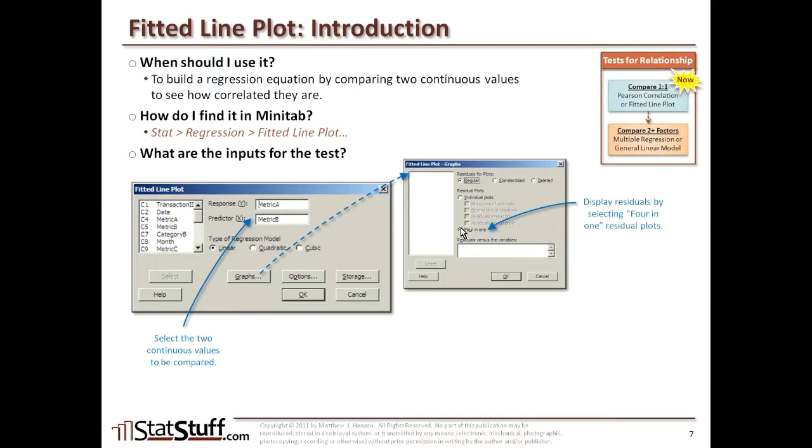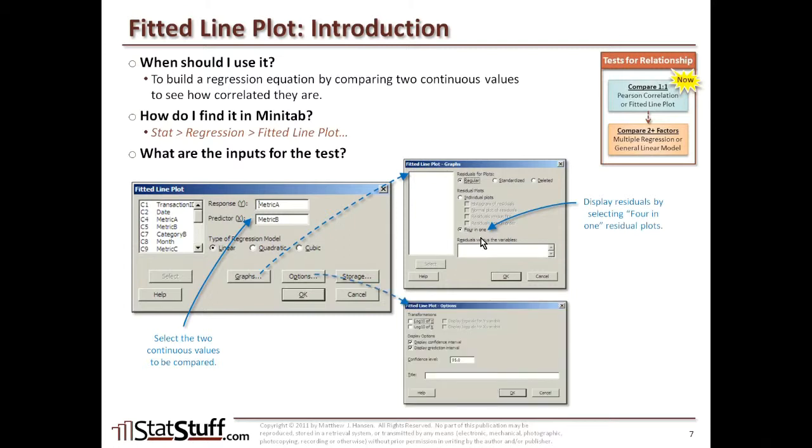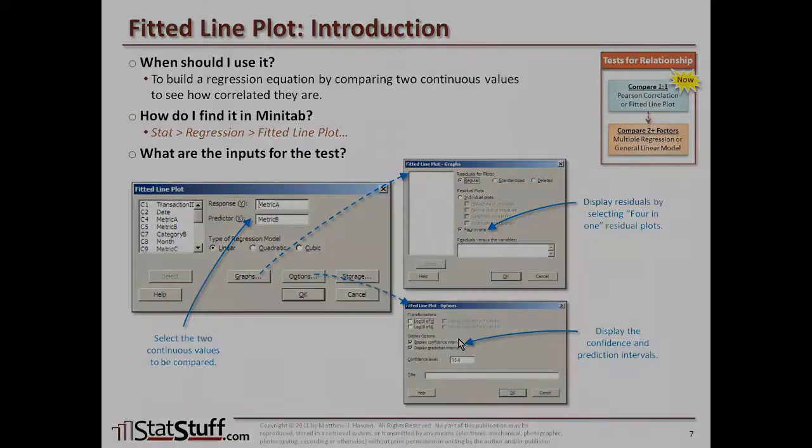This is going to give us the residual plots, and we'll get to how you interpret that in a second. Then also select the Options button, and from within here I would recommend selecting these two options, where you display the confidence interval and the prediction interval. Again, we'll get to that in just a second, but these are important options that might help you in how you'd interpret the information within the fitted line plot.